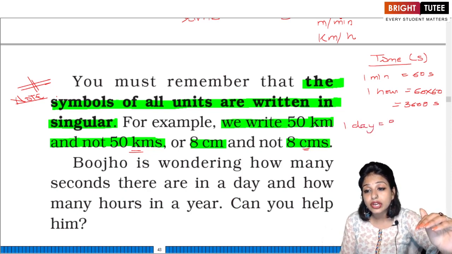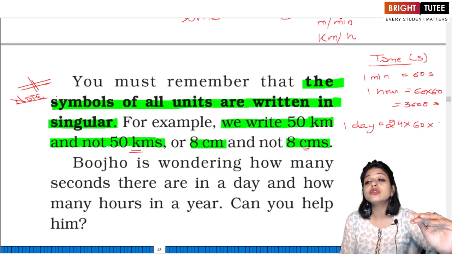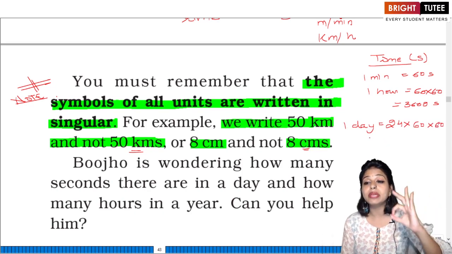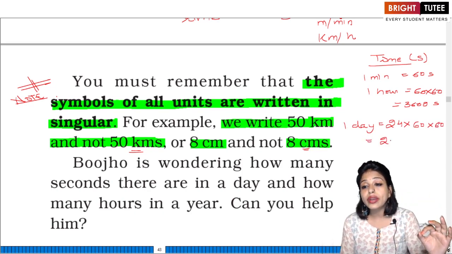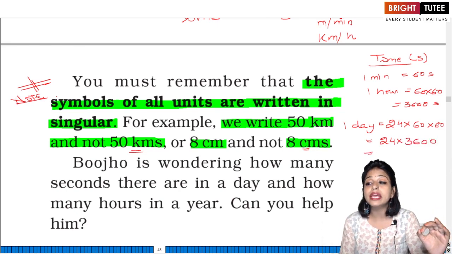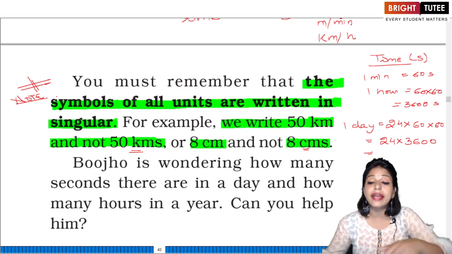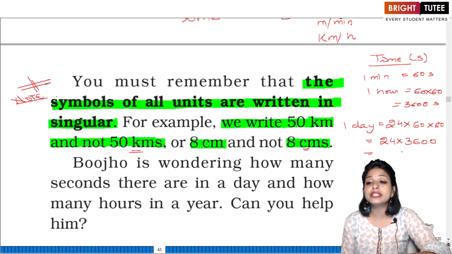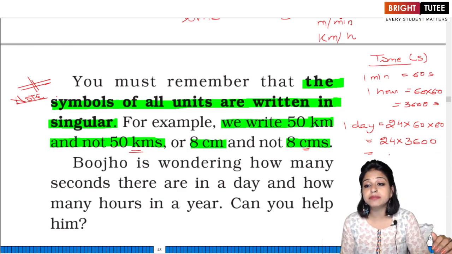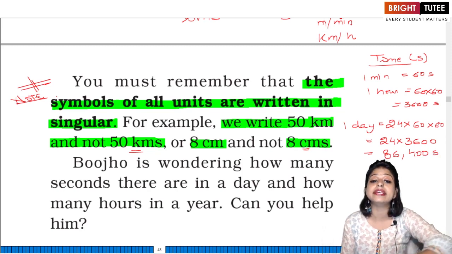Next Buju wants to know how much it is in a day. So in a day there are 24 hours into 60 minutes into 60 seconds, which will give me the total answer. So 24 into 3600 will be the number of seconds in our day. If I just calculate this, people, this comes out to be 86,400 seconds. So in a single day, there are these many.